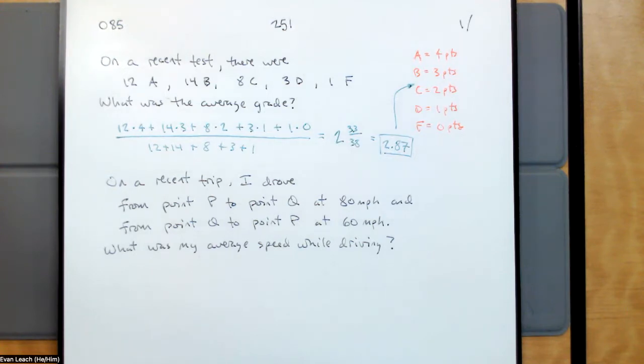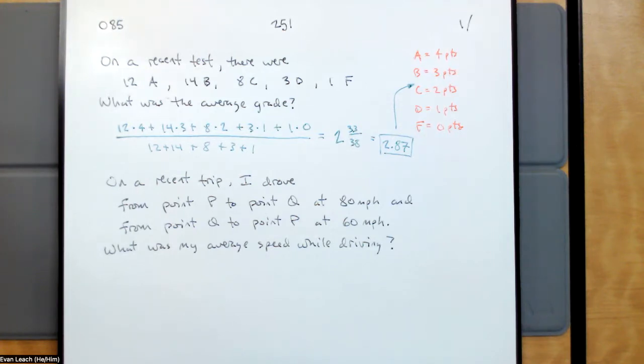Any questions? In the second problem, I drive from point P to point Q at 80 miles per hour, and apparently there's traffic coming back because then I turn around, I drive from point Q to point P at 60 miles per hour. My question is, what was my average speed on this trip? And the subtext of the question is, why was it not 70?